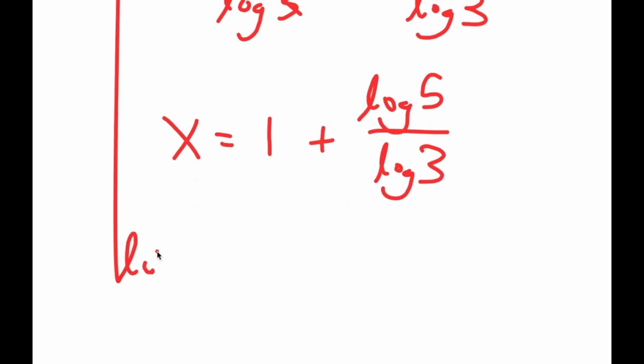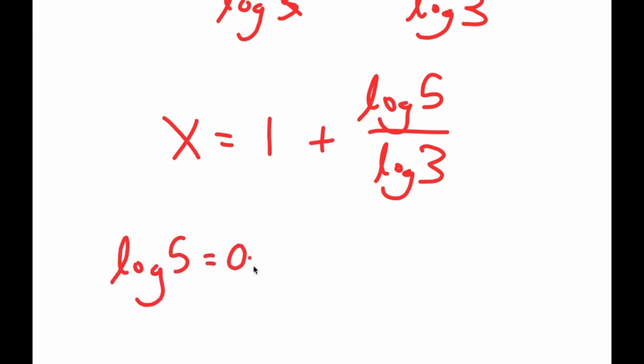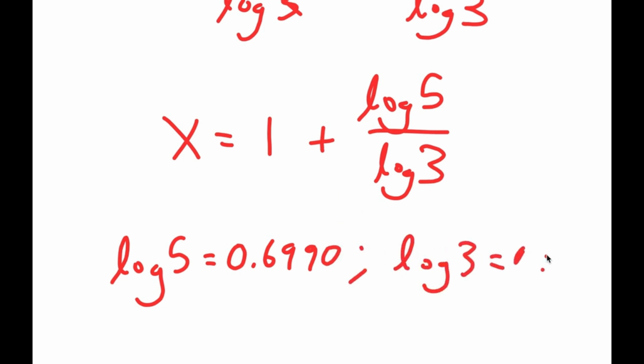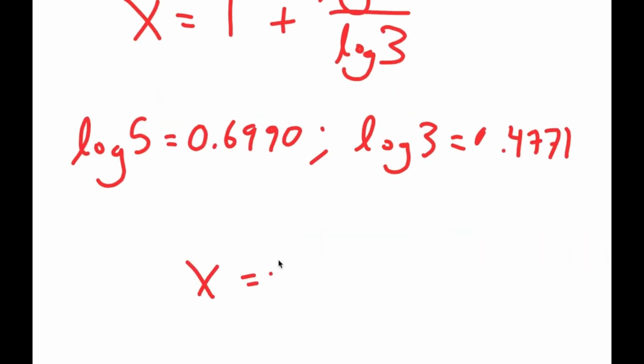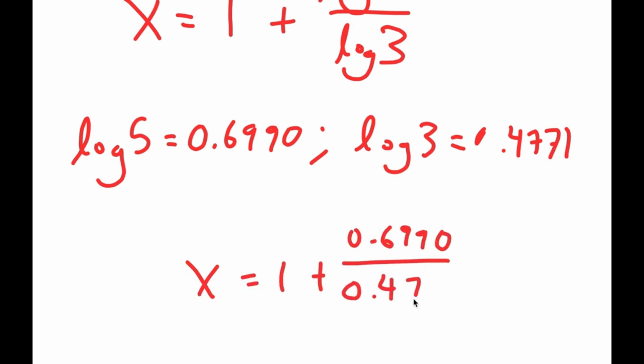Now, log 5 is equal to 0.6990, and log 3 is equal to 0.4771. So this is going to equal 1 plus 0.6990 over 0.4771.